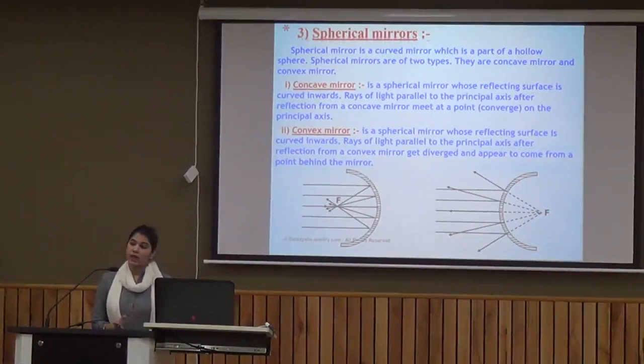And then the second type of spherical mirror, whose reflecting surface is bent or curved outwards, is known as a convex mirror. Now, a convex mirror is also known as a diverging mirror. So it's going to diverge all the parallel rays which are falling onto its reflecting surface, right? So this is the second diagram. So we have a virtual focus here.